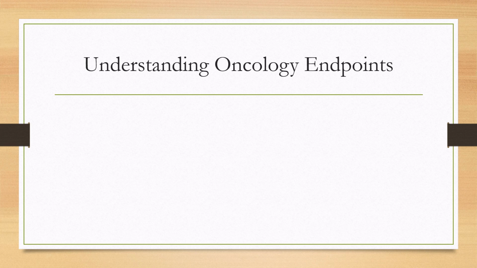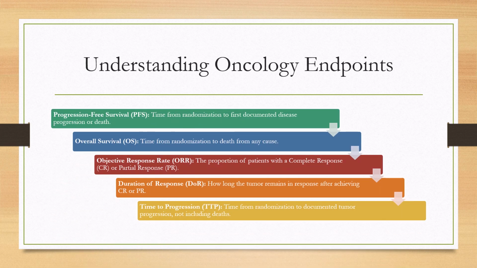Let's first understand the major oncology endpoints. The first one is progression-free survival, also known as PFS. The normal definition for this will be the time from randomization to first documented disease progression or death. However, PFS measures the length of time during and after treatment that a patient lives with a disease like cancer without the disease getting worse, or in other words, progressing. In clinical trials, PFS is often used to evaluate how effective a treatment is at delaying the growth or spread of the disease.